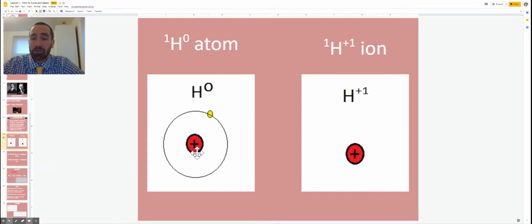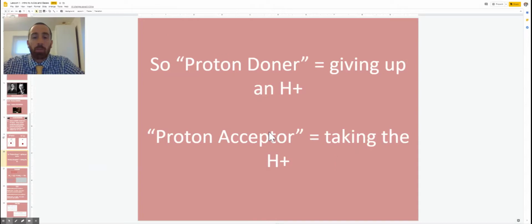So in this case, because hydrogen is so simple, it has so few subatomic particles that make it up, when it is an ion, it's nothing more than a proton floating around that's going to be either donated by an acid or accepted by a base. So when you're talking about proton donors and proton acceptors, just think of hydrogen plus 1 as my proton. Is something giving away the H or is it receiving the H? Because that's the proton. All right, so here we go. Proton donor means giving up an H plus, and proton acceptor means accepting or taking the H plus.